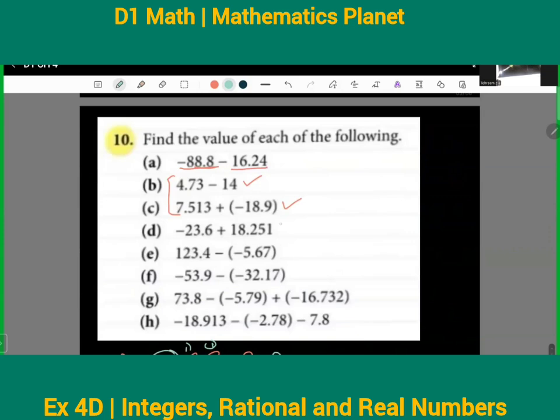Now everyone try D and E part. I'm giving you 5 minutes for D and E part. Miss, D part is minus 41.851. You just need to do it, and when I do it on the screen, then you can check it.